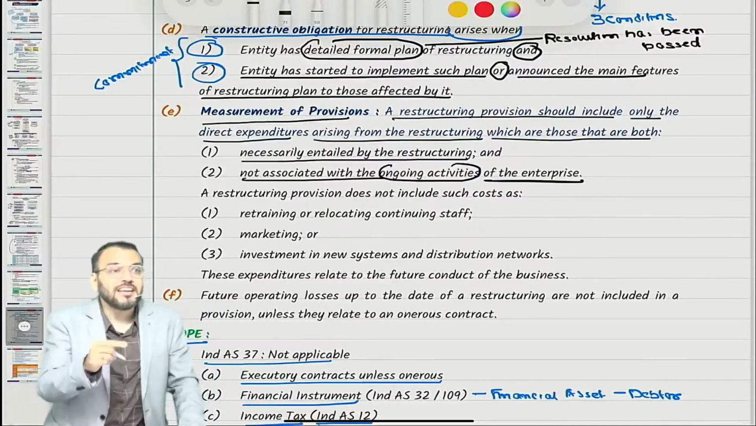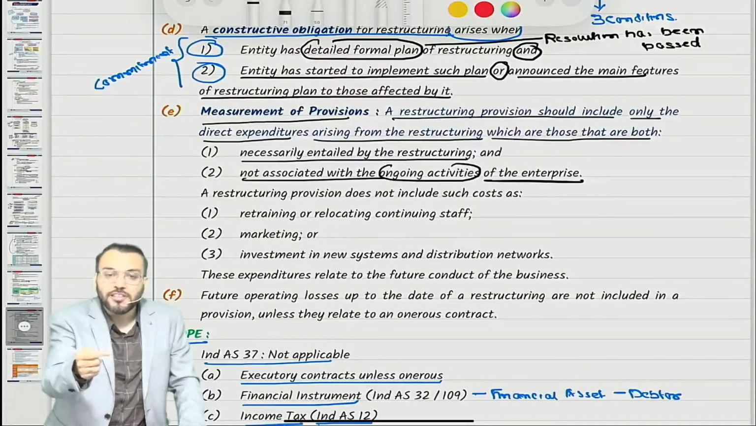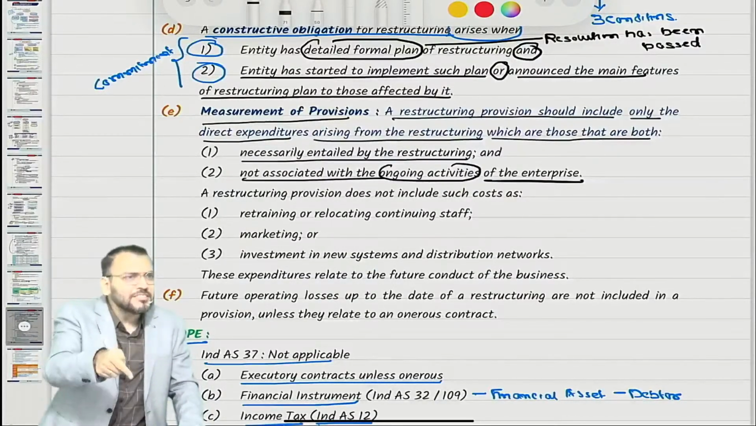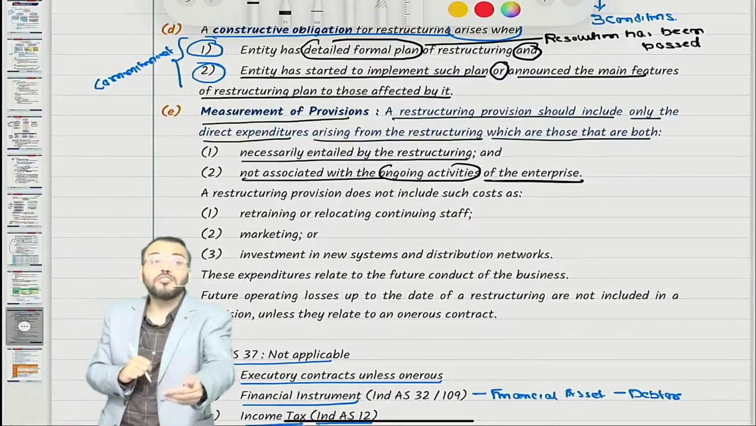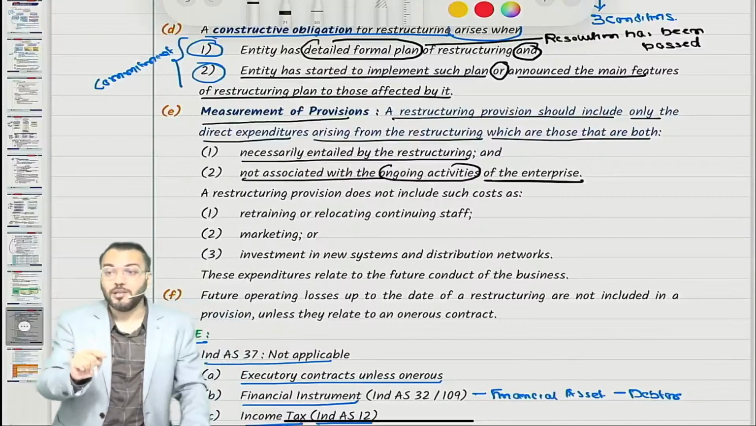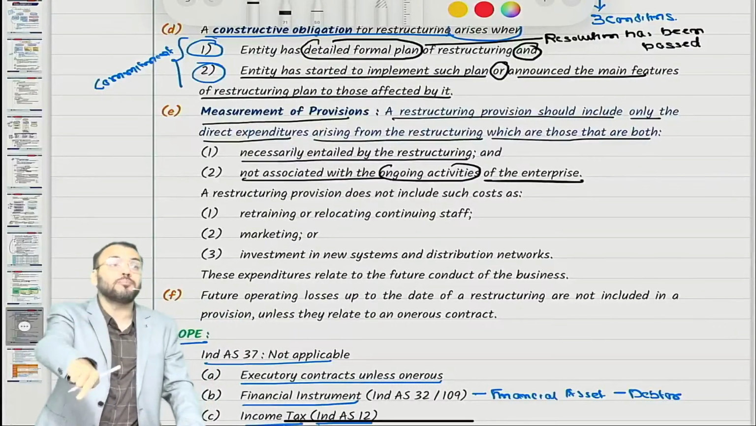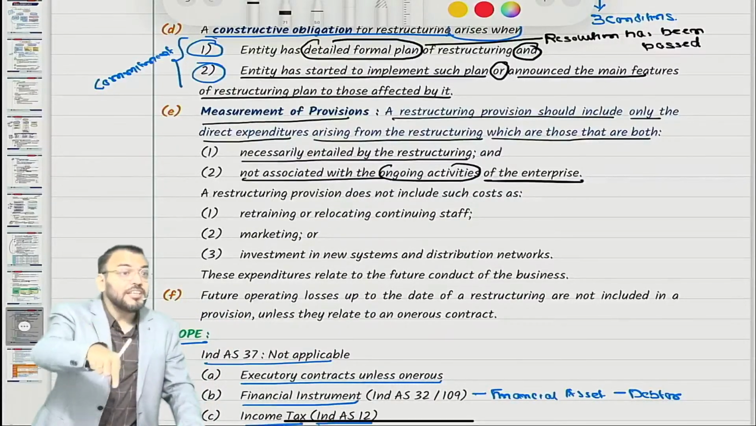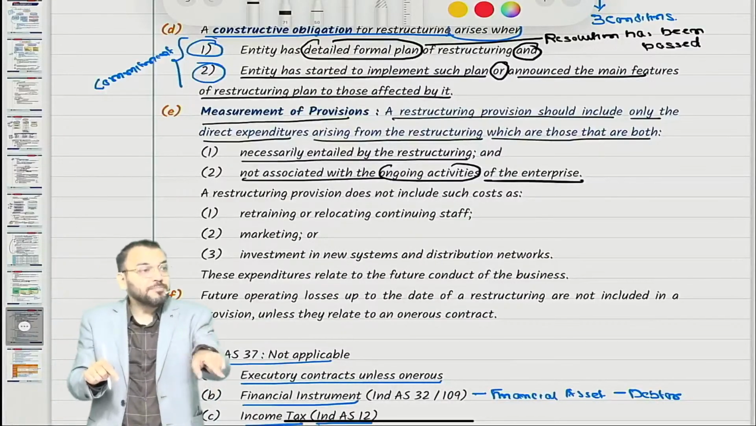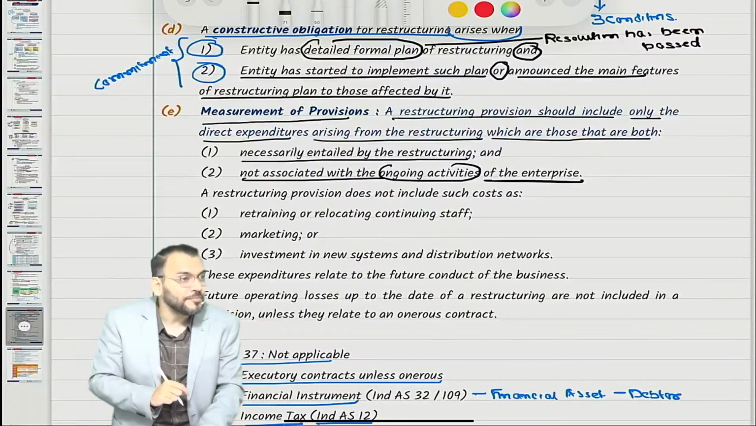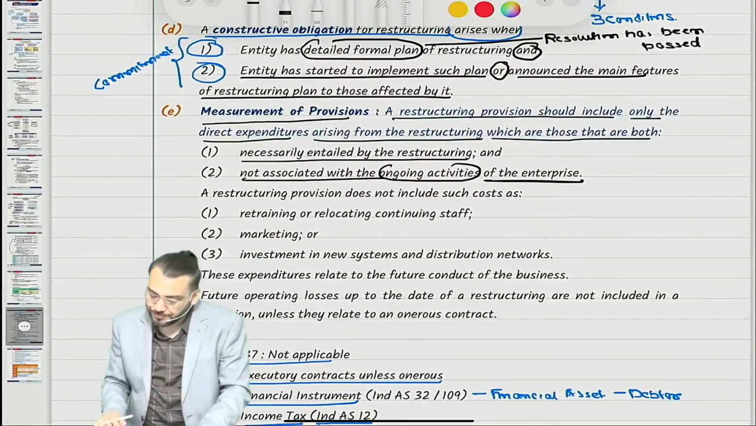If you are paying salary to the employee for their services, for that expenditure we should not create any provision, because that is related to ongoing expenditure. But if you are paying compensation to the employee because you are terminating the employee, that is directly related to restructuring, and for that expenditure you will create a provision. Have you understood this point?